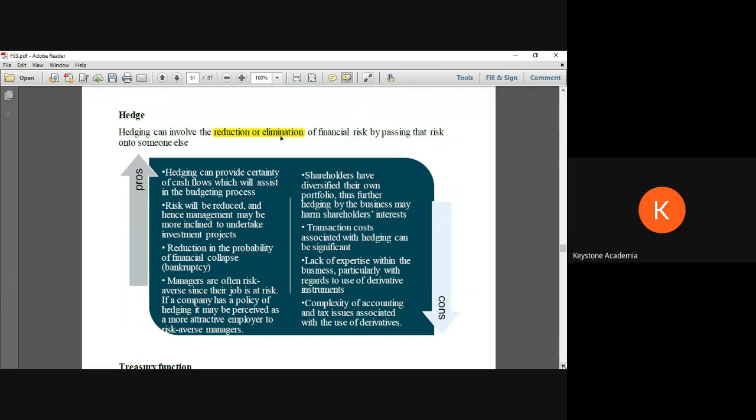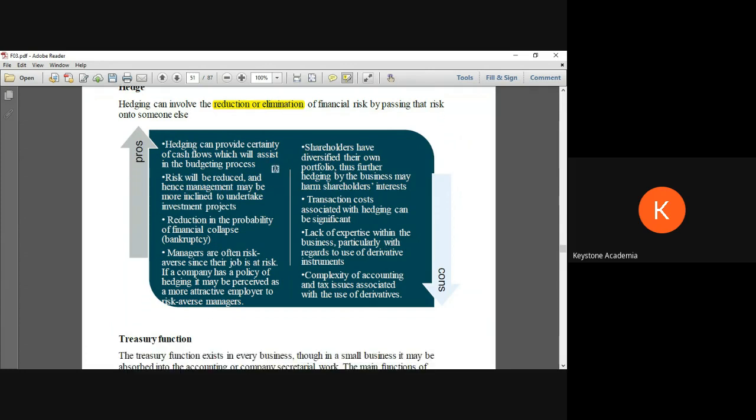What are the advantages of that? This is good for you to remember. First, it can provide certainty of cash flows, which will assist in the budgeting process. Let's say we go for hedging. Maybe it's a little costly, but at the same time, it will give us certainty. It will help us to plan our cash flows. It will help us to assess the risk. It will help us to do budgeting, forecasting, a lot of advantages, isn't it?